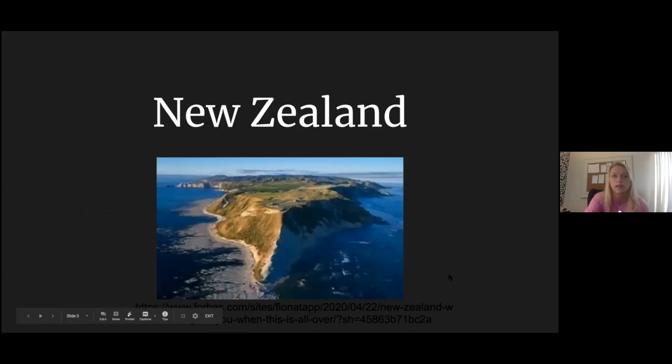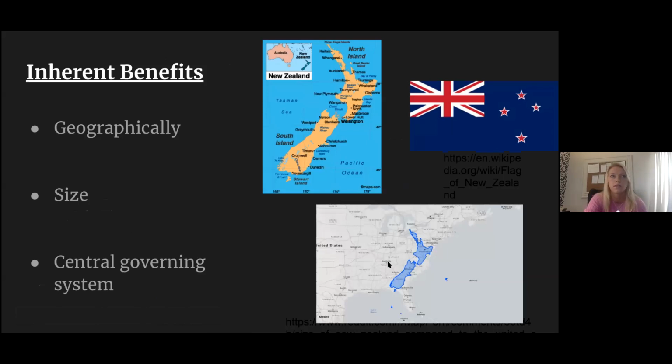So I'm going to be bringing you through New Zealand's policy. To begin, some inherent benefits that I would like to go over are, first, that it's a remote island nation, so very few flights travel through it, making it easier to close their borders. Next, New Zealand is on the smaller size. There's just under 5 million people, so a smaller number of people makes it easier to keep the disease down. And finally, they have a central governing system, making the enforcement of policies easier.